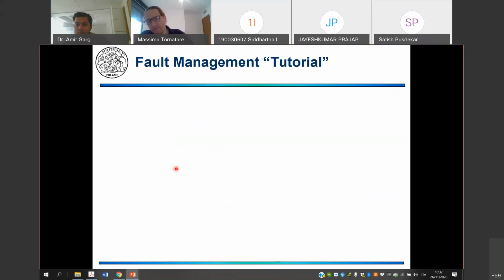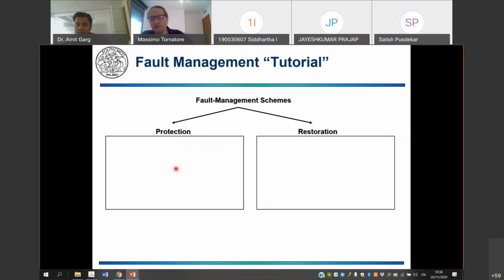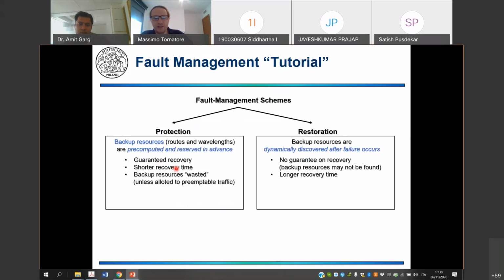So there are two ways of dealing with failures in optical networks. Either you go with protection or you go with restoration. What does it mean, protection and restoration? Let me quickly clarify this. Protection is a proactive technique. Protection means in the design phase of the network, you pre-allocate for your connection one working path and a secondary path before the failure occurs.